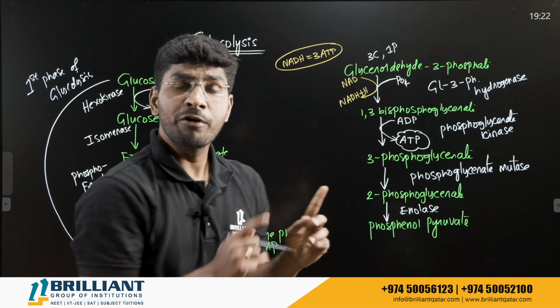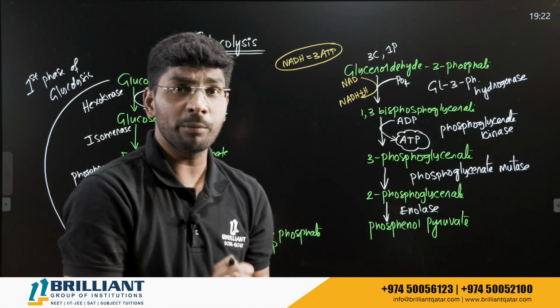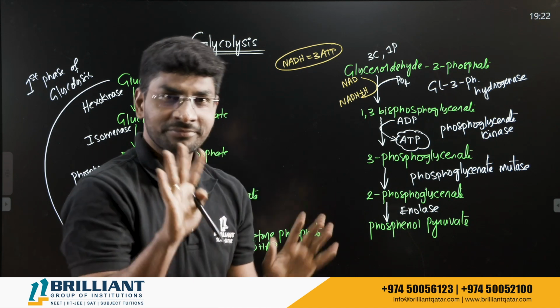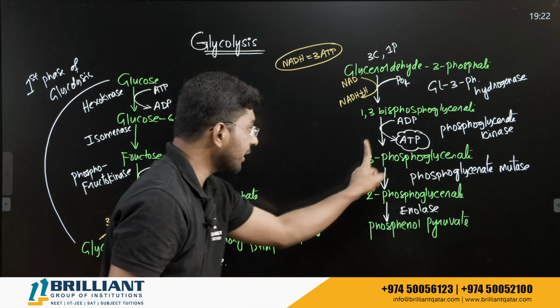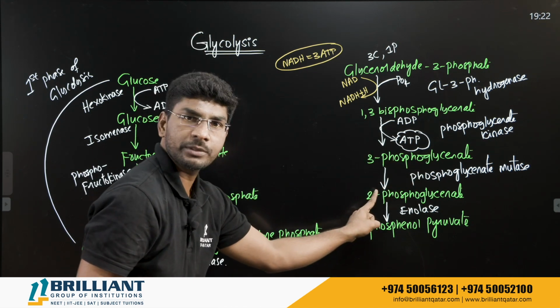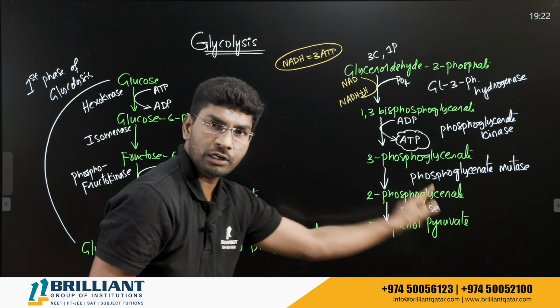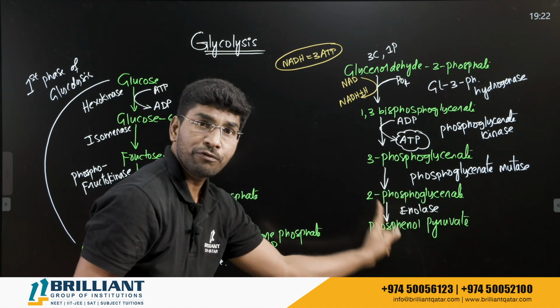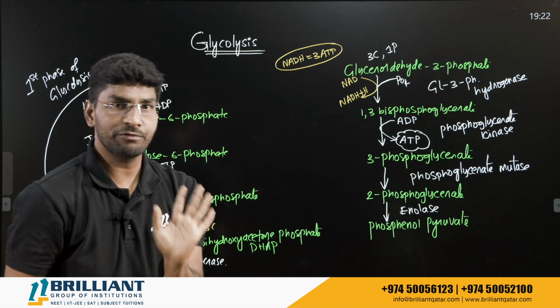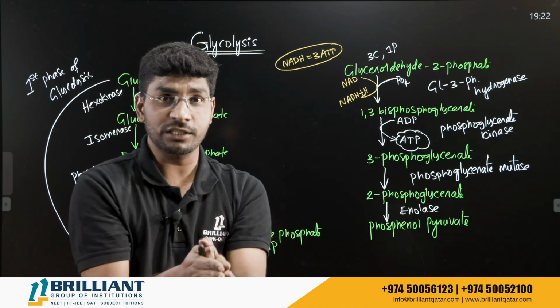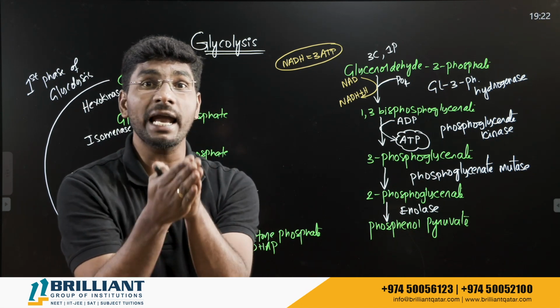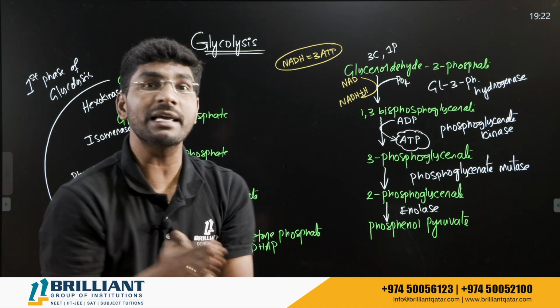Sir, I have a question. Phosphoenol pyruvate has how many phosphates? 1 phosphate, right? Yes or no? 3-phosphoglycerate, 1 phosphate. Just phosphate shifted from the third carbon to the second carbon. 2-phosphoglycerate, 1 phosphate is there. Now here phosphoenol pyruvate also has 1 phosphate. That last phosphate is given to ADP to form ATP in the next step.